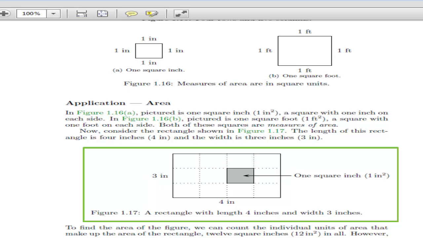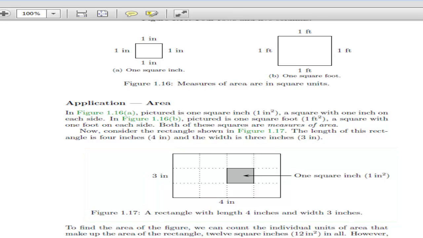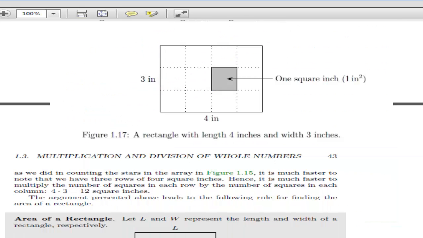To find the area of the figure, we can count the individual units of area that make up the area of the rectangle, 12 square inches, or 12 inches squared in all. However, as we did in counting the stars in the array in Figure 1.15, it is much faster to note that we have 3 rows of 4 square inches. Hence, it is much faster to multiply the number of squares in each row by the number of squares in each column. 4 times 3 equals 12 square inches.